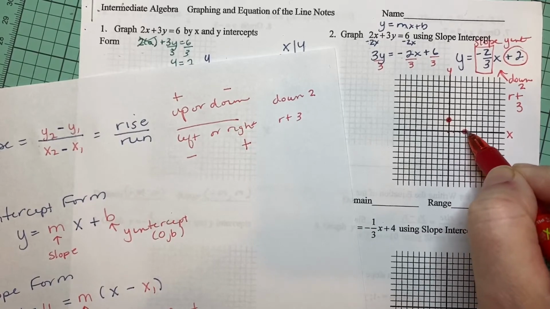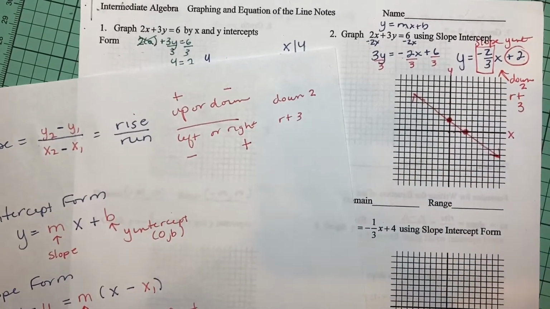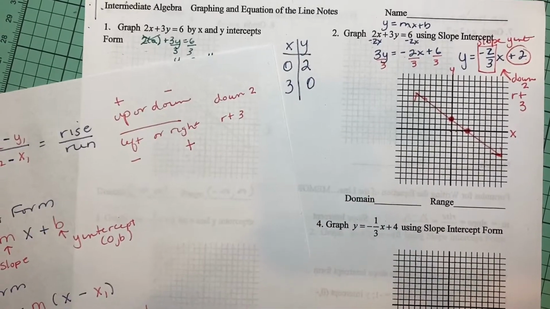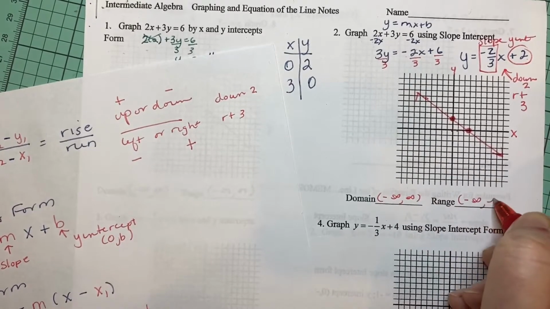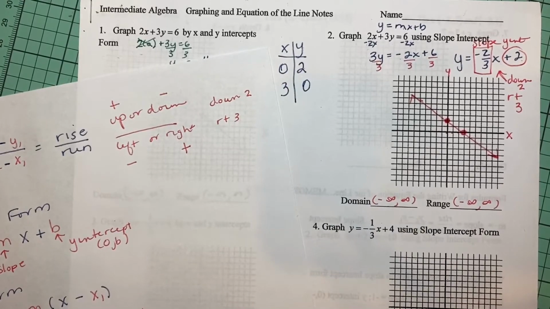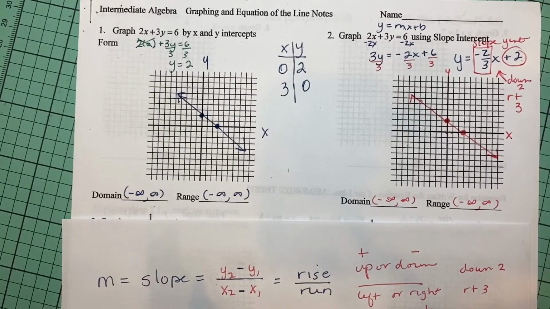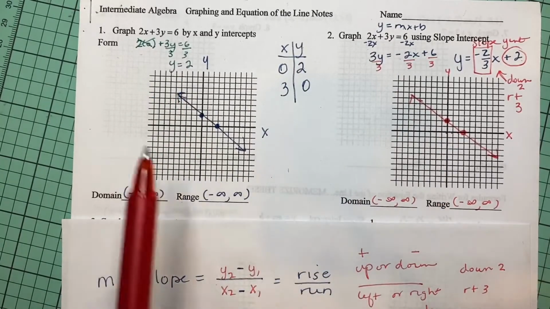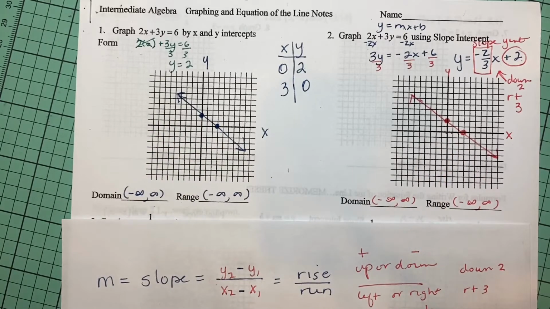And once you do both of those things, you draw your other point, and there you have your line. So domain is negative infinity to infinity, and range is negative infinity to infinity, because it's just a normal linear line that extends on into infinity. But I want you to see what we did is we actually graphed the same thing 2 different ways. This way we did it by x and y intercepts, and this way we did it by slope intercept. You get the same answer no matter which way you graph it.